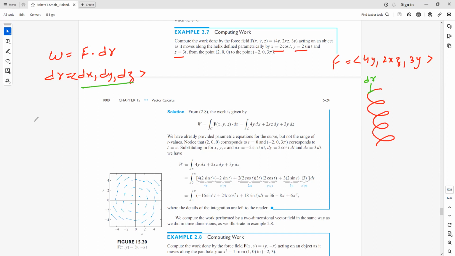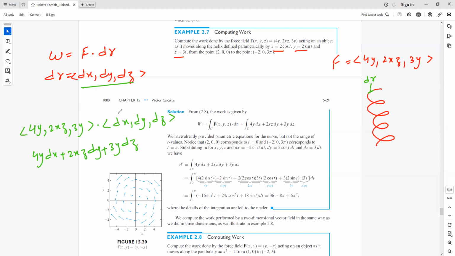So F dot dr is the dot product. Therefore, we can take the dot product of the function F with dr. So now this becomes 4y dx plus 2xz dy plus 3y dz. Now this is the function that we need to integrate over the curve, and the curve is this helix, which is parameterized by these equations. Now that is x equals 2 cosine t, y equals 2 sine t, and z equals 3t.